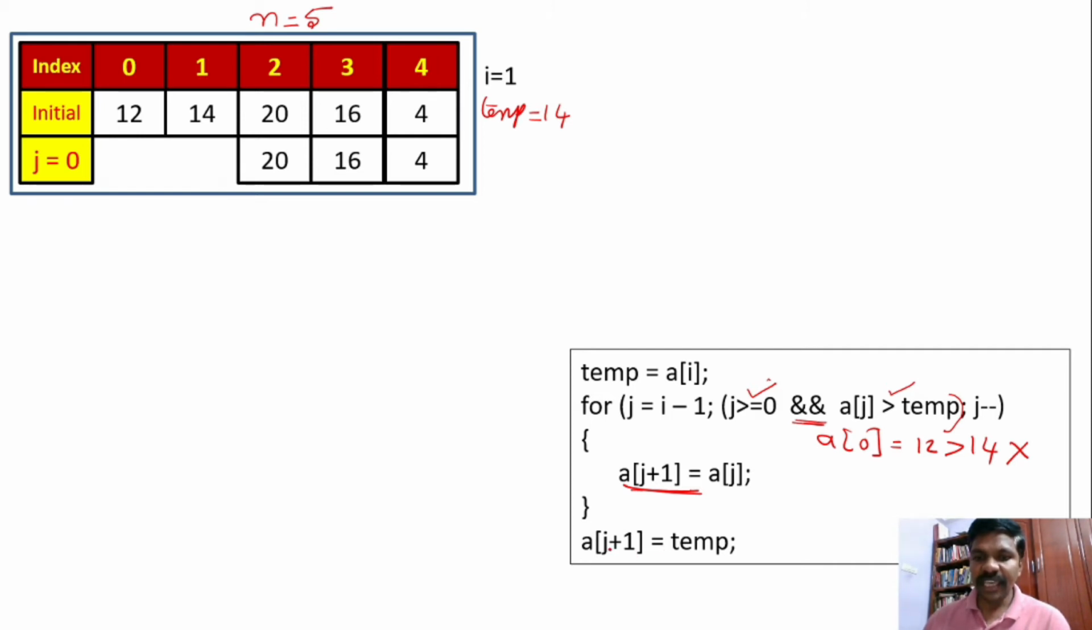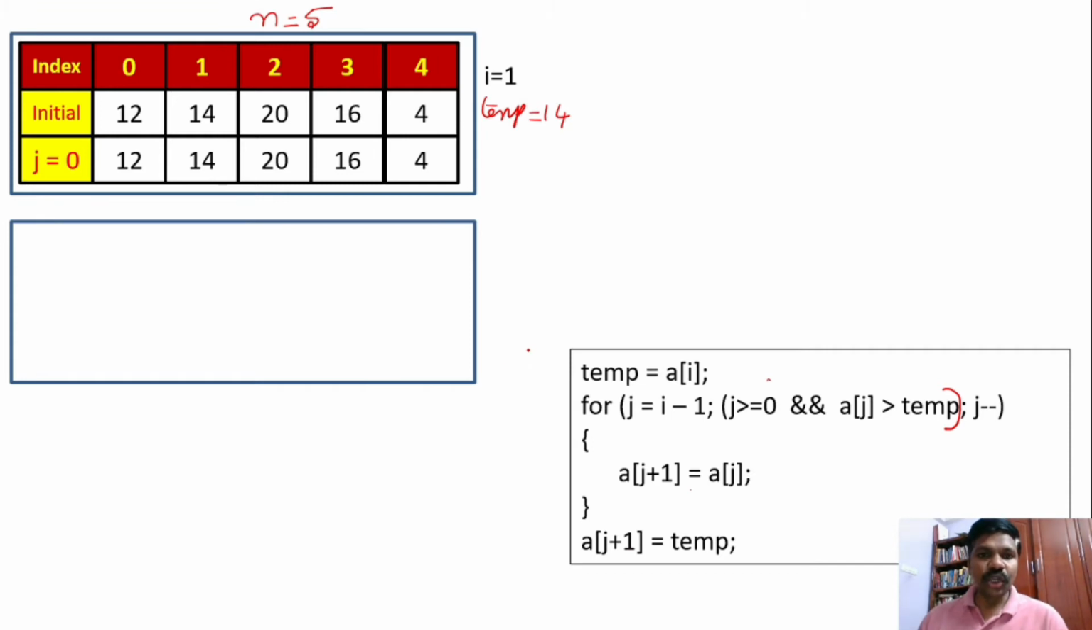What does it say? a of j plus 1 is equal to temp. What is j plus 1? Already my j is 0, so a of 1 is equal to 14. That means without any change, the same array will continue after the first iteration.